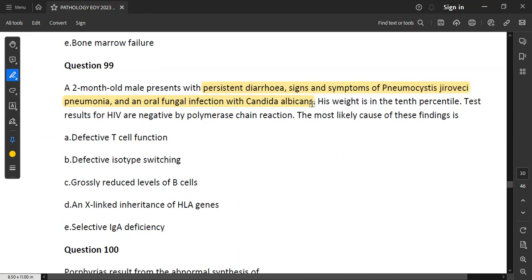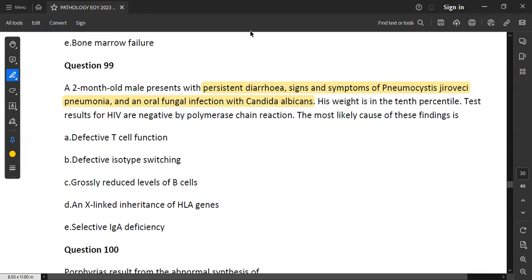So in answering this question, we need to know what fights fungal infections. Which lymphocyte usually fights fungal infections, which one is the most common? You don't have to tell me the major one, just B cell, T cell. Yes, T cells. T cells are used to fight fungal infections. So here, we know that fungal infections in newborns are mainly due to T cell defects.